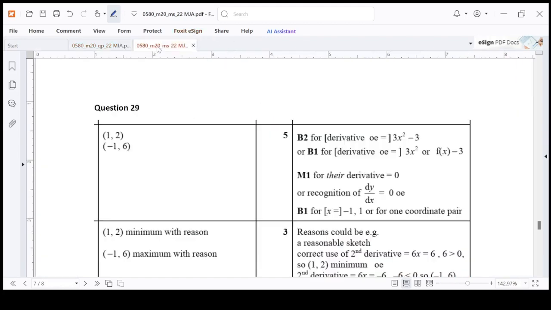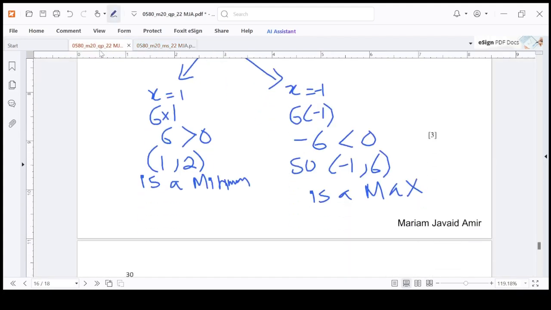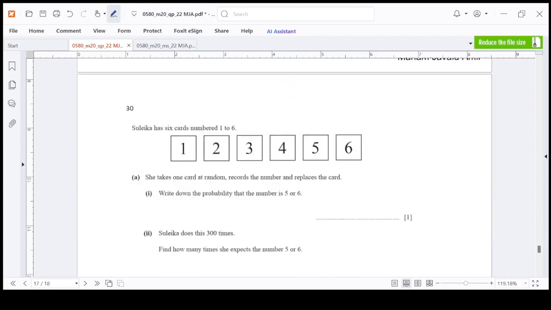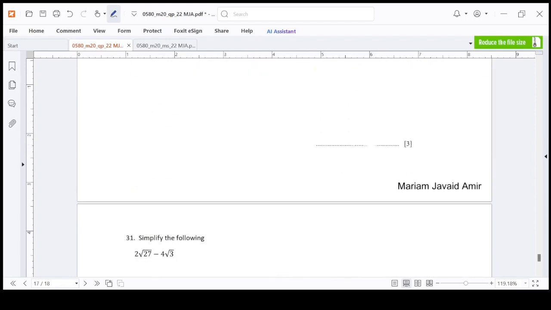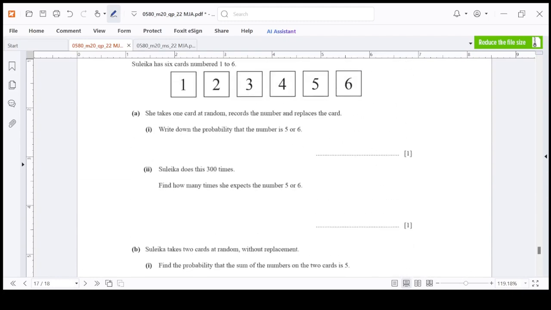Let's check. 1 comma 2 is a minimum, minus 1 comma 6 is a maximum. You have to write the reason. The reason is that since this is greater than 0 and since this is less than 0, they are a minimum and maximum respectively. Please tell me this is the last question. Almost there. Hang in there.